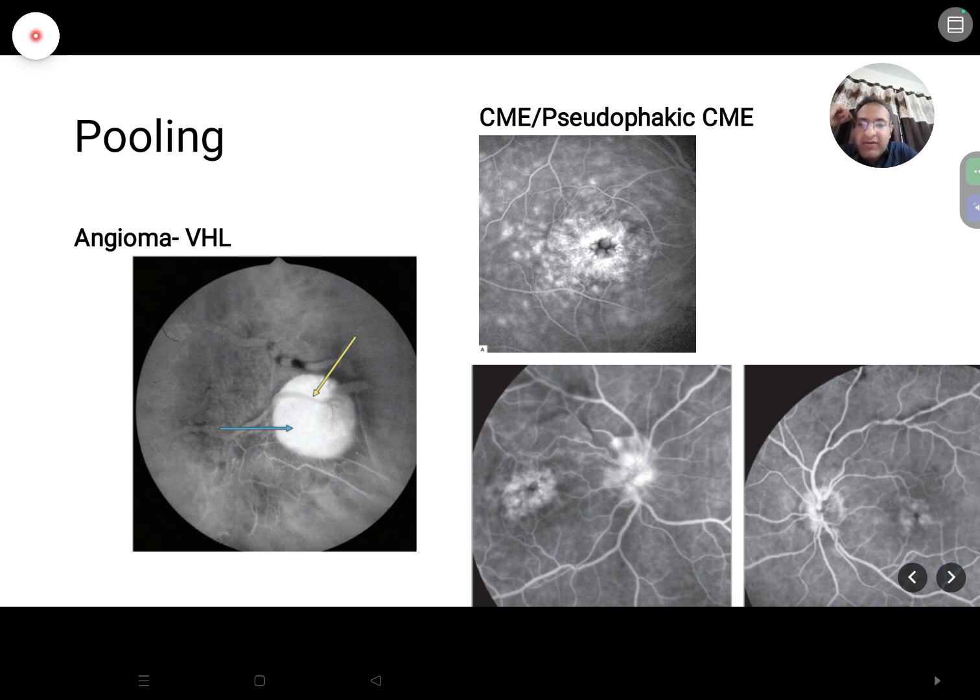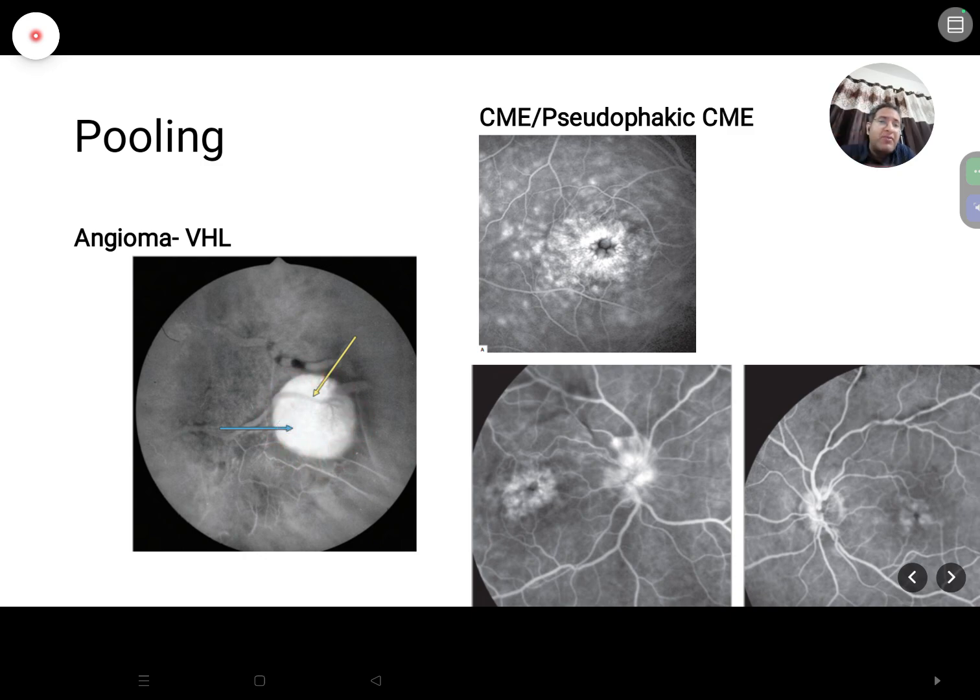The next example of pooling is angioma. Angioma in VHL. So in angioma, what phase of angiography is this? This is the late phase, very late phase of the angiography, in which already there have been many recirculation phases. We see some staining, and there is a pooling only in the angioma.